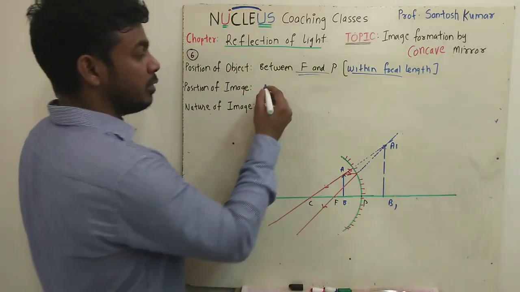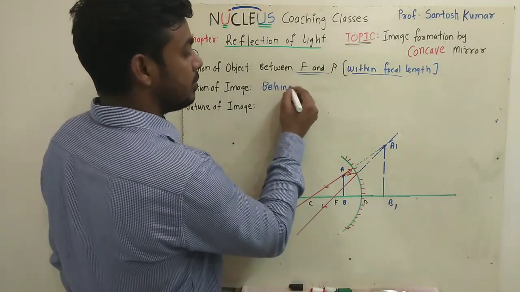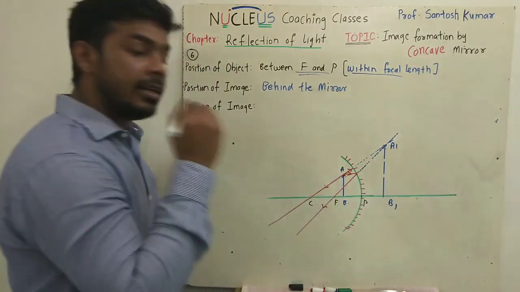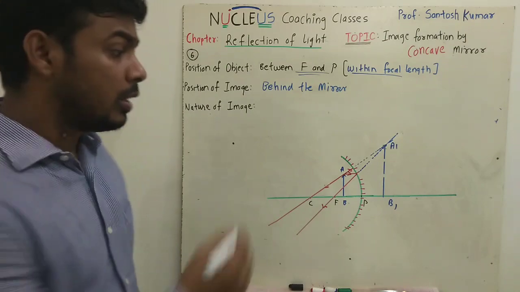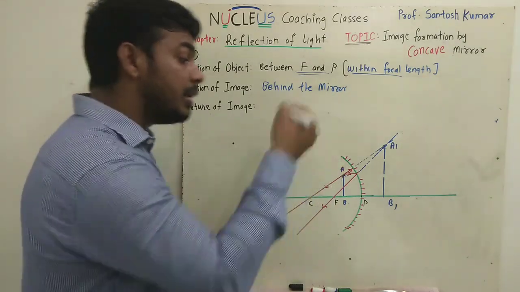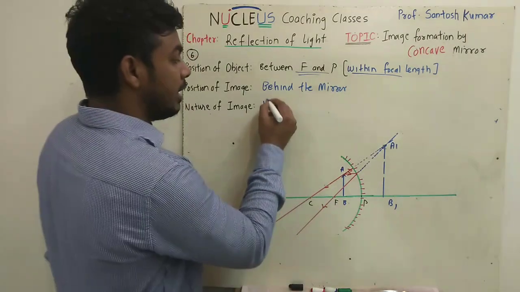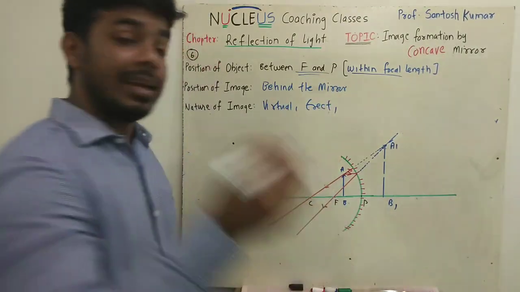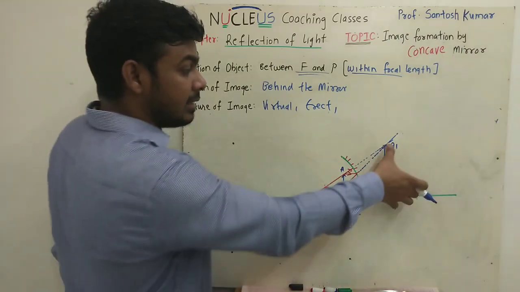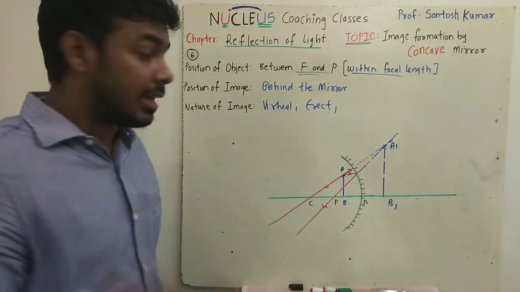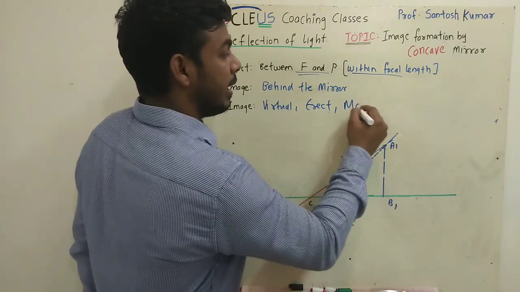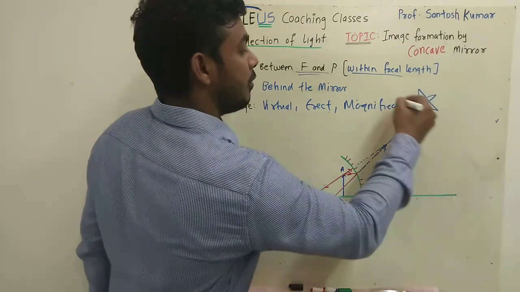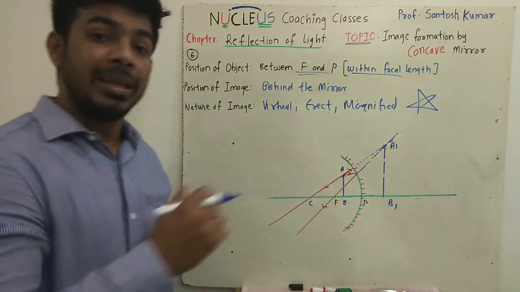So what is the position of the image? Come on, tell me. Behind the mirror. Tell me, is it due to the actual intersection of the rays? No. Here the rays only appear to meet, right? So definitely the image has to be virtual. A virtual image is always erect, and we can see that the image is of bigger size than the object, so it is magnified.